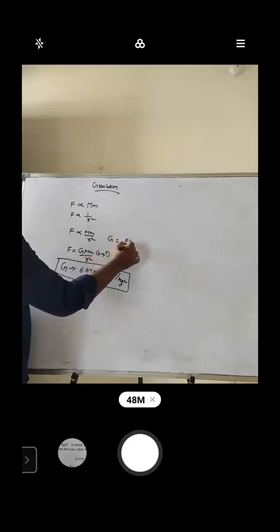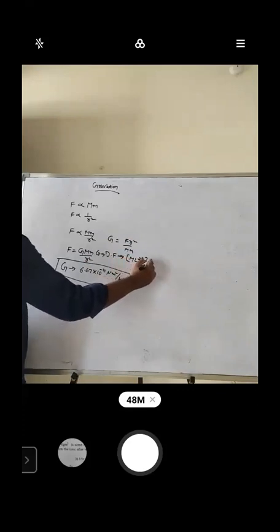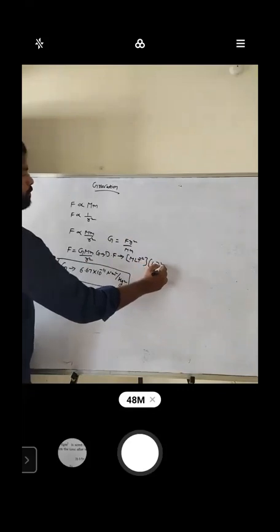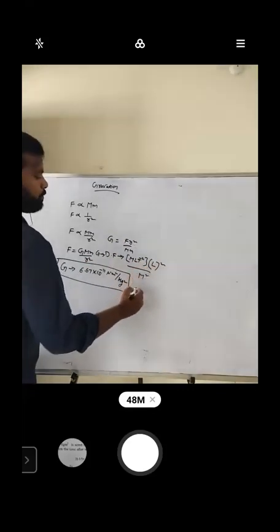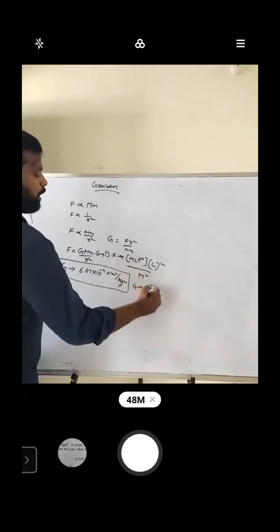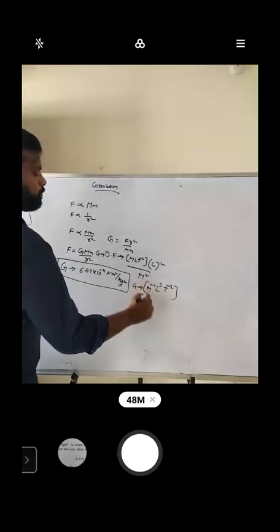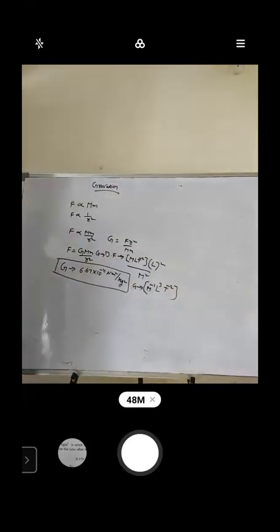Anyone? What are the force dimensions? M L T power minus 2. R dimension is L, and mass is M square. So you will get M equal to 1 minus 2, which becomes minus 1. M power minus 1, L power 3, T power minus 2. This is the dimensional formula for the universal gravitational constant.